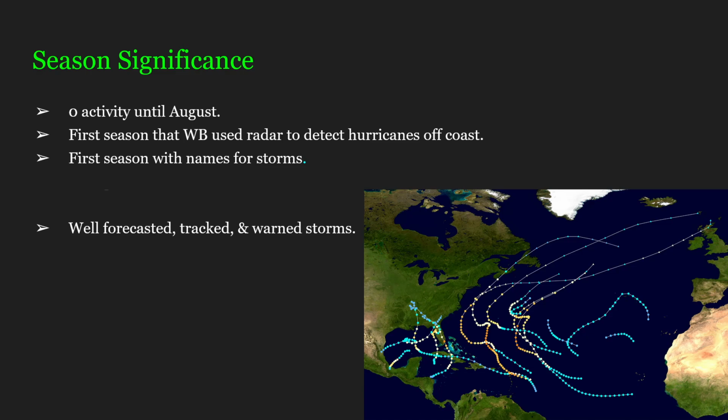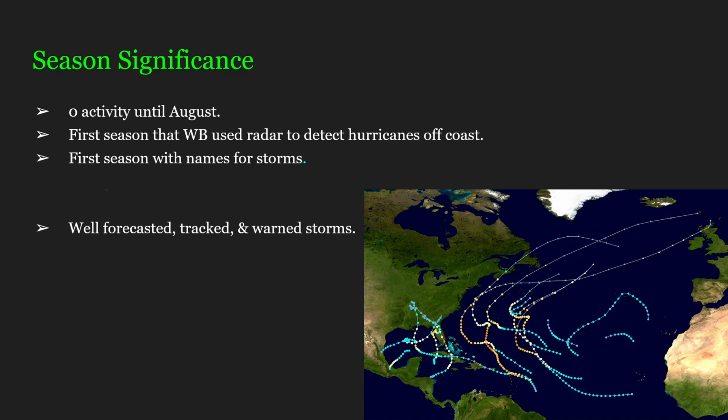Something very, very important here is that the 1950 season was the very first time that an official list of names was used for tropical storms. This, however, was the Army and Navy phonetic name list. So we had Abel, Baker, Charlie, Dog, Easy, that sort of deal.